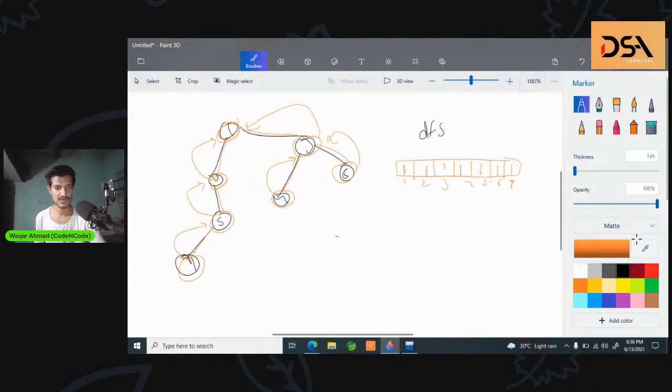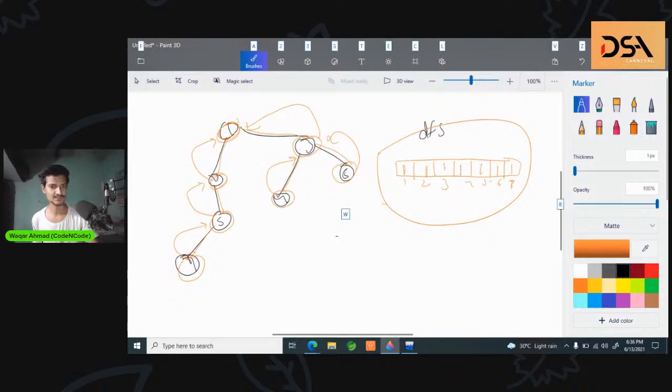So for DFS, you have to have this array. To be honest, once you are comfortable with DFS, you actually don't even need this array. You can keep for each node its parent detail, and then you can go without using this array. But at the beginner's level, I will highly recommend you to use this visited array. So this is how your DFS works.